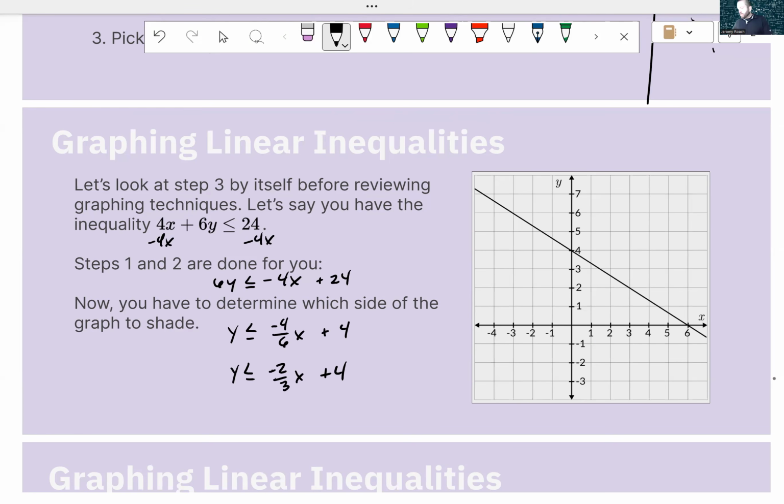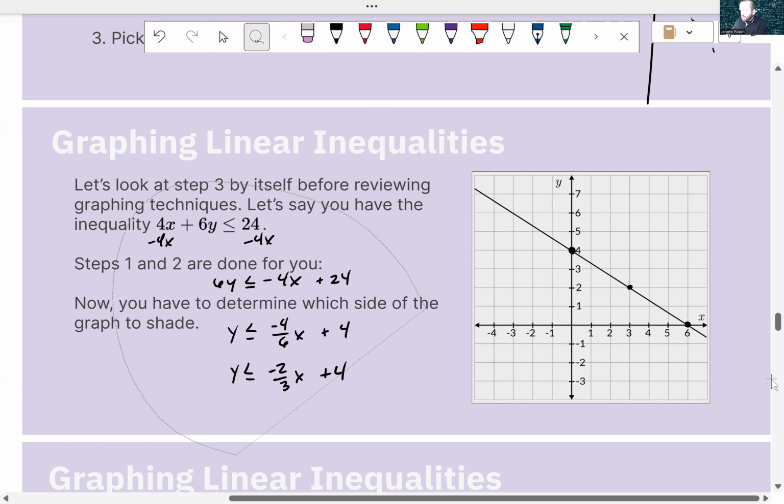And we can check to make sure that they did this graph right. So this is 4. We're going down 2 over 3, down 2 over 3. So that's how we would graph the first part of the line. It's a solid line because it's less than or equal to.